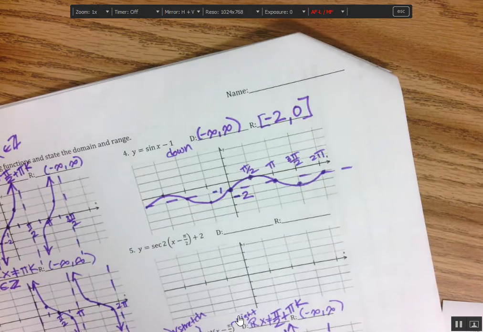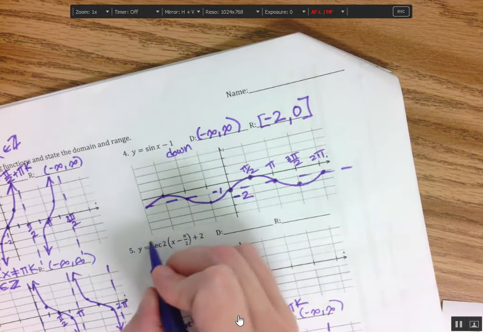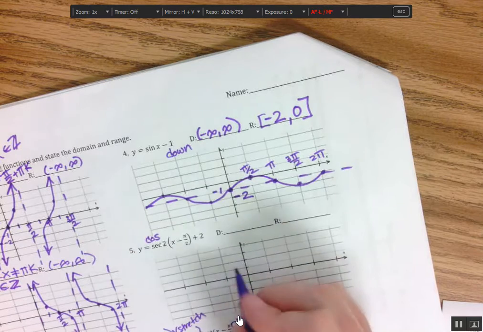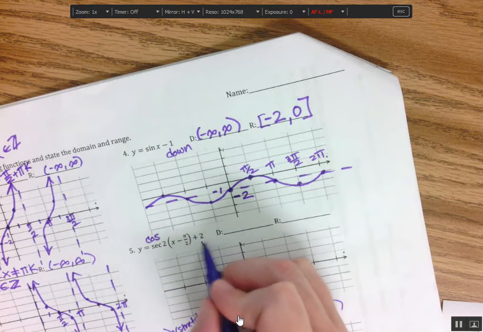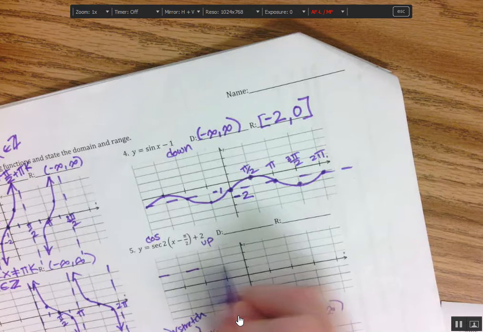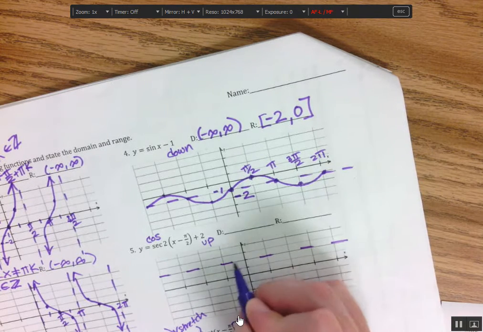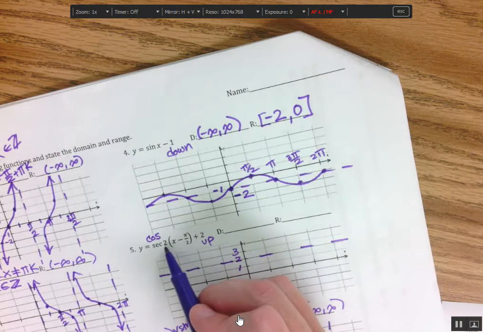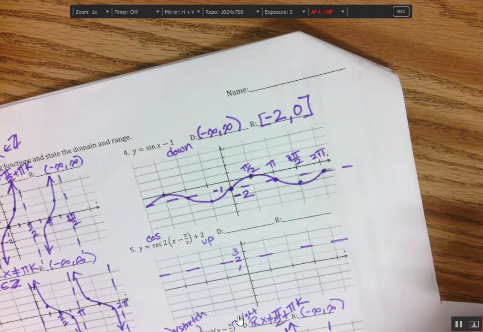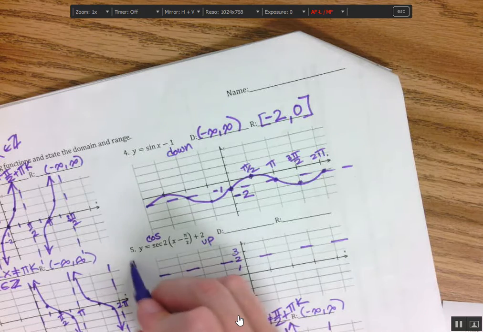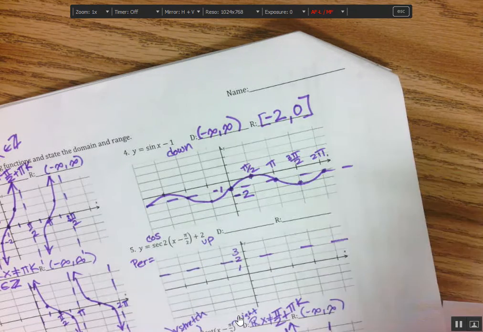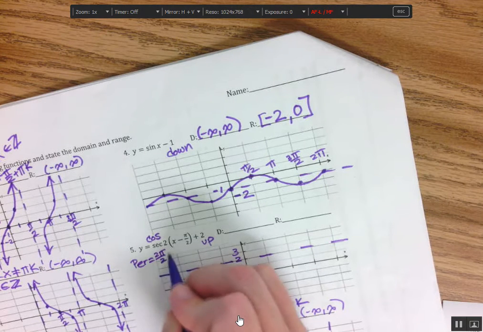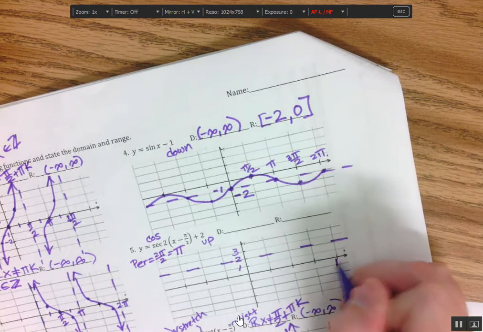Okay. And then secant, your helper is cosine. This is probably the most complicated one in the whole packet. When I look at all of this, I always love to get rid of this +2 right away, because I know that goes up 2, so I'm just going to make my midline up 2 so I don't have to worry about it anymore. And then this 2 changes my period to what? What's the period of secant? 2 pi. So you're going to do 2 pi over 2, which is what? Pi. So put pi right here.